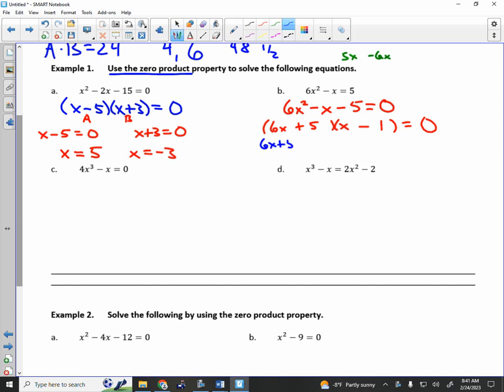6x plus 5 is equal to 0, and x minus 1 is equal to 0. Add the 1 to both sides, I get x is equal to 1. But notice that for the other side, it's not as simple as just subtracting the 5. I have 6x is equal to negative 5, and then when I divide by 6, I have x is equal to negative 5 over 6. And there I have them.